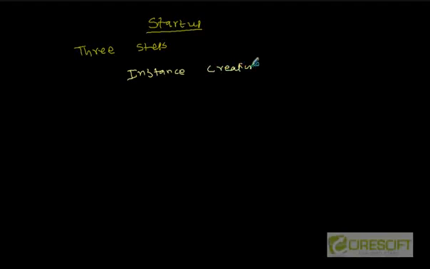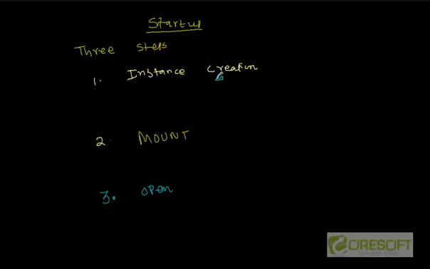So let's understand what the database startup process is. The startup process involves three steps. The first step is called instance creation, the second step is called mount, and the third step is called open.